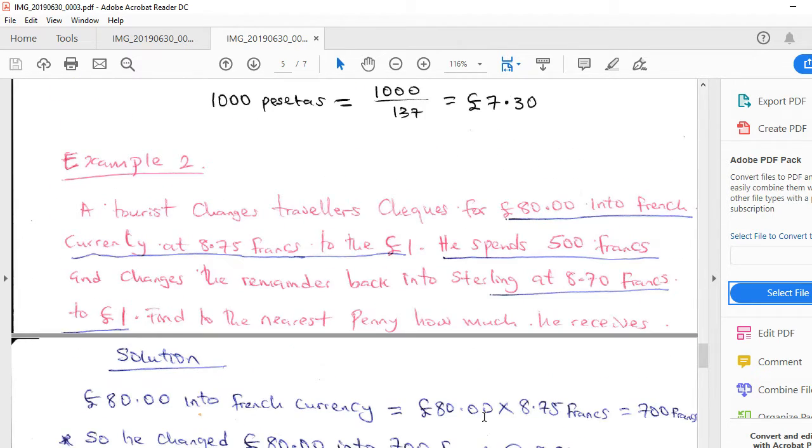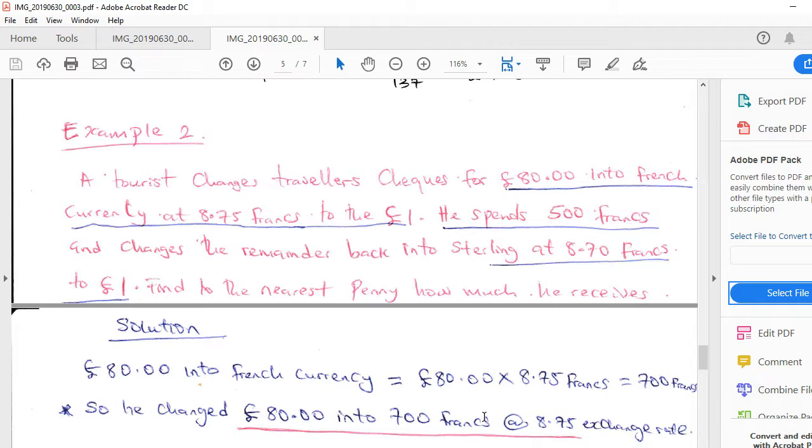So let's see another example. Example 2: a tourist changes traveler's checks for £80 into French currency at 8.7 francs to the £1. Now, what does this mean? It means that the tourist wants to travel to France. The tourist is from the UK, so he spends pounds in the UK. He wants to change £80 of his money into French francs.